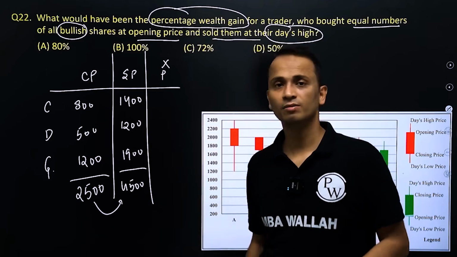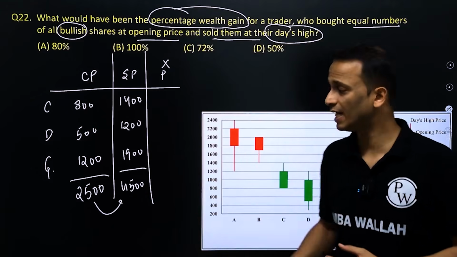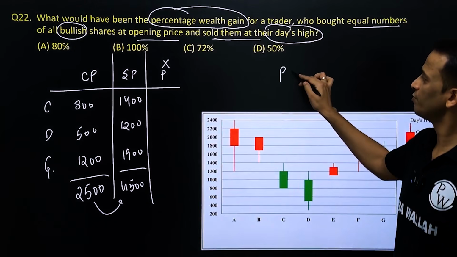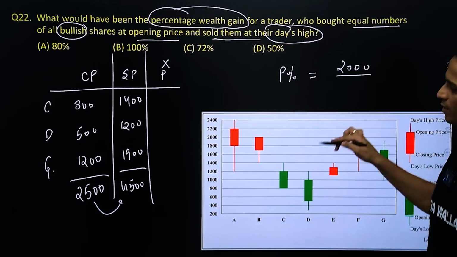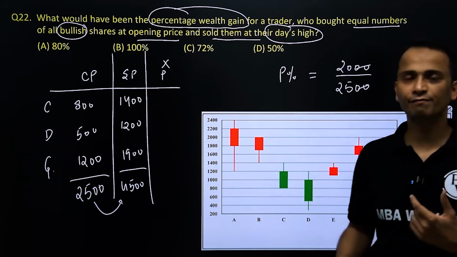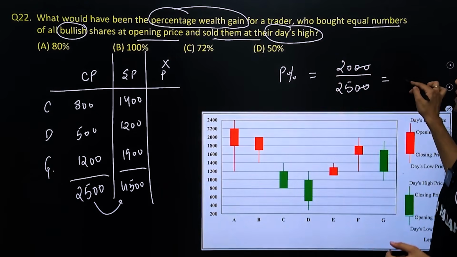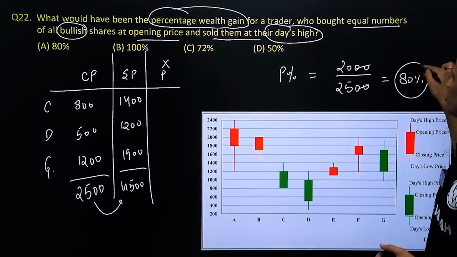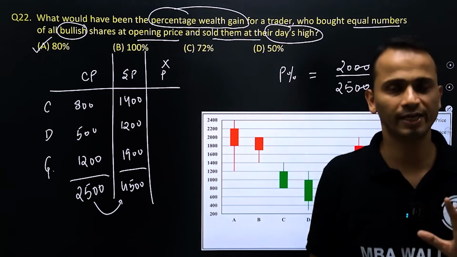Percentage change, percentage profit, whatever you say, you will have to calculate that. So there is a profit of 2000 rupees over the cost price of 2500. Clearly visible, the fraction is 4 by 5, which is equivalent to 80%. So 80% will be the answer of this question. Option A is the correct answer, right?